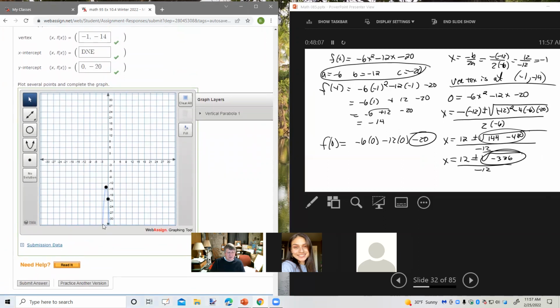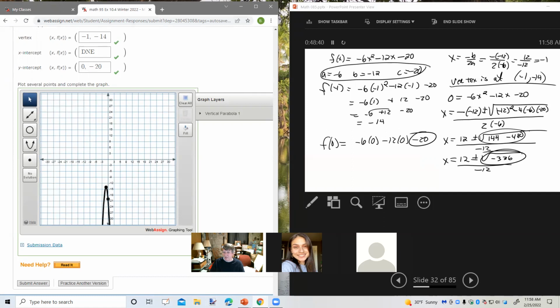notice that this parabola does cut through the y-axis, or y-intercept, but it does not cut through the x-axis. That's why there's no x-intercepts. If we have a parabola that has the vertex below the x-axis and it opens downward, there's no x-intercepts. If we have a parabola that has the vertex above the x-axis and it opens upwards, there's no x-intercepts, okay?